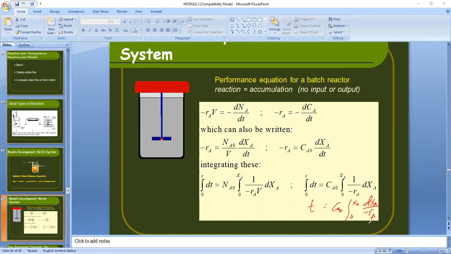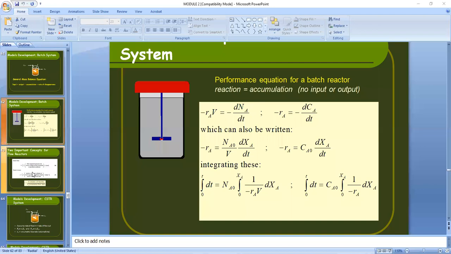So if it's a second order system, this will be second order in form. If it's first order, zero order, or third order, so this is where there's going to be any changes. But as to CAO and dXA, this is really the form of the performance equation. So we call this the performance equation. It allows you to determine the holding time or the residence time for a certain degree of conversion. Okay, so you have that. That's for your batch reactor. You need to integrate for the batch reactor.